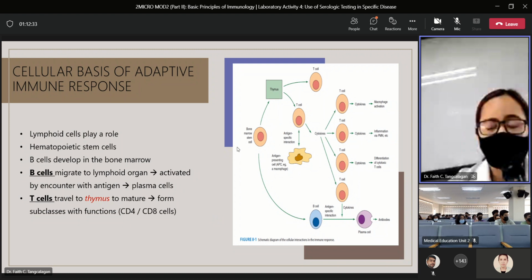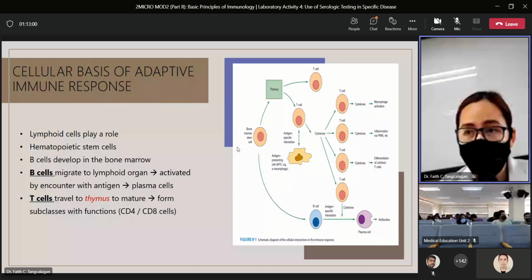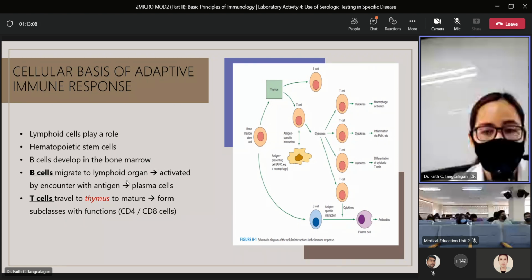Do you recall our hematopoietic stem cell discussion last time? The hematopoietic stem cell will differentiate to myeloid and lymphoid cells. So let's focus on the lymphoid cells, because that's where the adaptive immune response will actually act. Lymphoid cells play a role in the adaptive immune response.